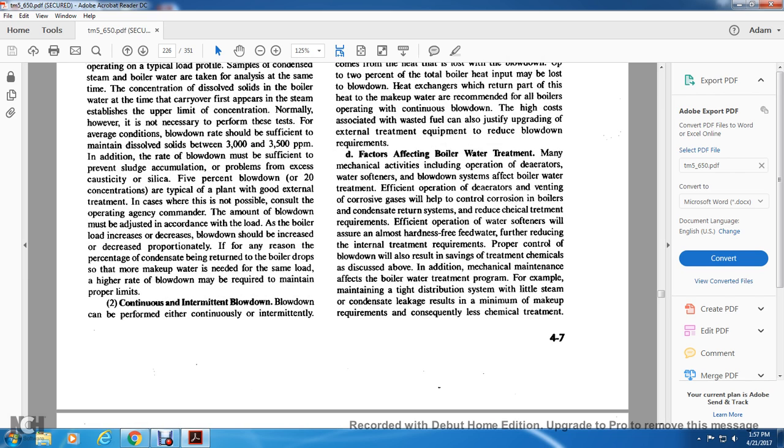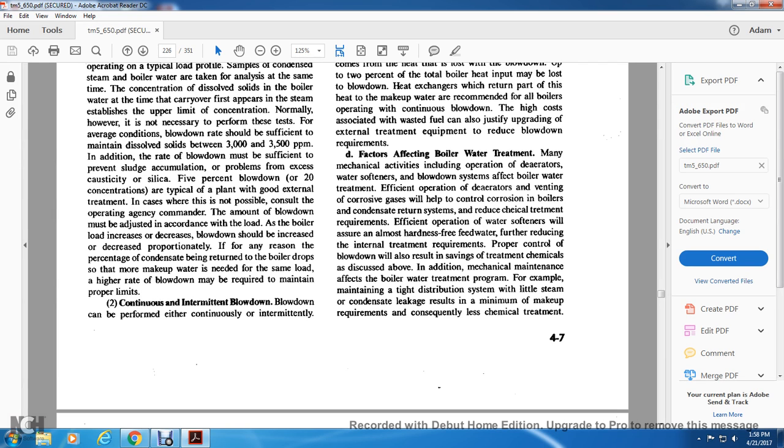Factors affecting blowdown and water treatment. Many mechanical activities, including operation of deaerators, water softeners, and blowdown systems, affect the boiler water treatment. Efficient operation of the deaerators, venting the corrosive gases, will help control corrosion in the boilers and condensate return system and reduce the chemical treatment requirements. Efficient operation of the water softener will assure almost no hardness in the feed water, reducing internal treatment requirements. Proper control of the blowdown will result in saving treatment chemicals as discussed above.